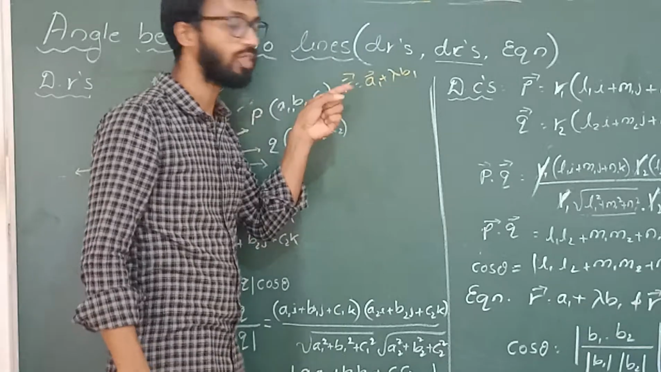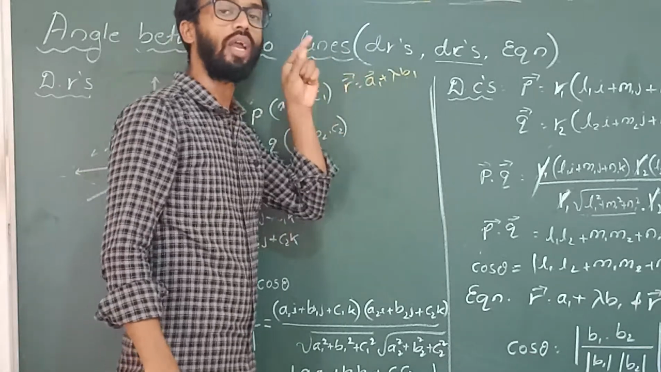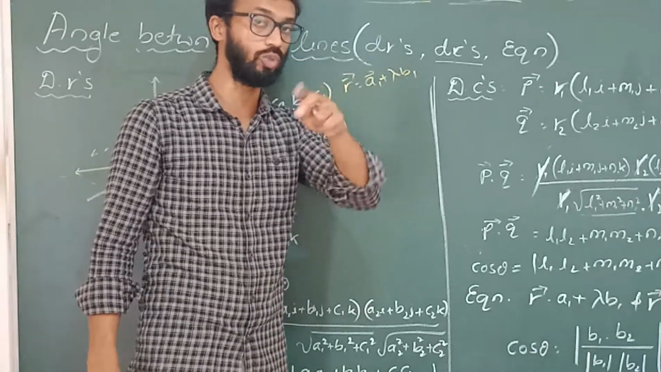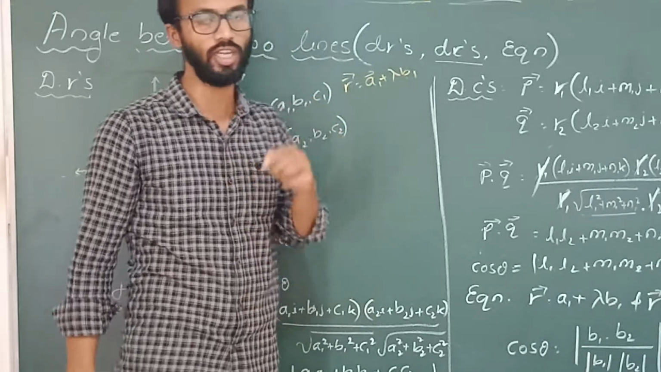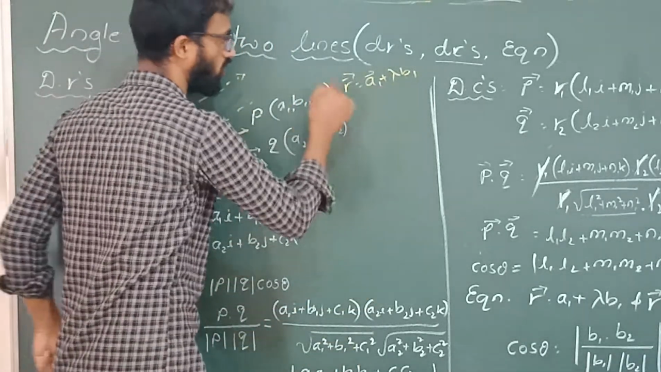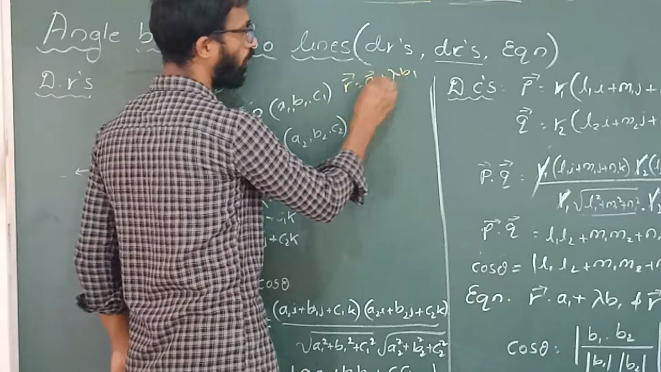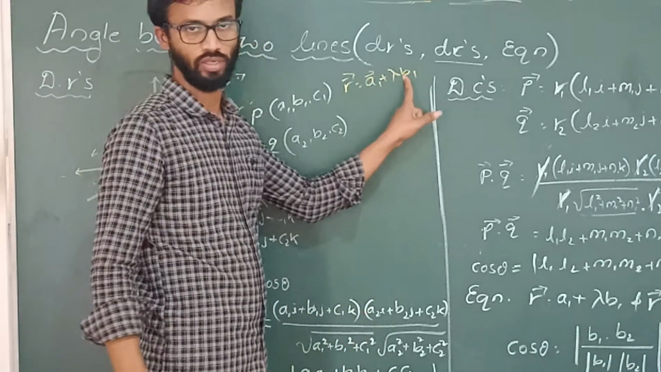Equation of a line when it is passing through a point and parallel to a vector, and equation of a line when it is passing through 2 points. These both theorems we have discussed, which is very, very important, correct? So in that theorem only we will be getting this equation of a line when it is passing through a point and parallel to a given vector, correct?